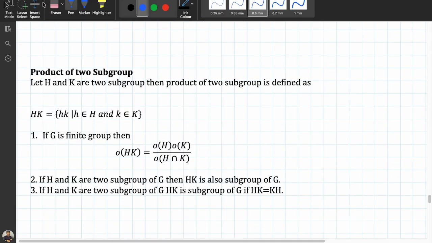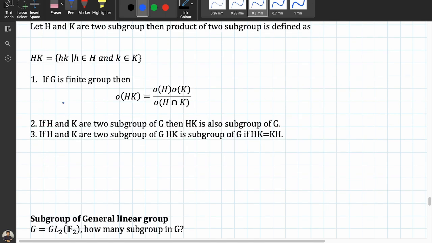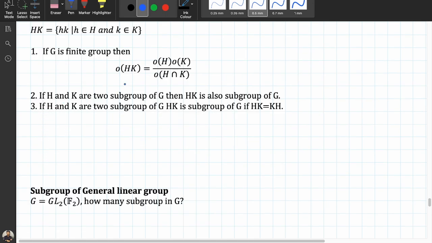Next, product of two subgroups. Let H and K be two subgroups, then the product of two subgroups is defined like this, H and K, where multiplication is element-wise. One more property: the order of HK is the order of H into the order of K divided by the order of H intersection K.